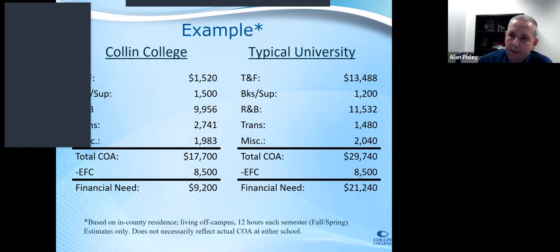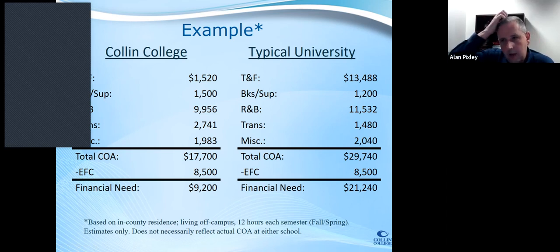Room and board, if they're living off campus, so not living with a parent, might be close to $10,000. That's the R&B, which stands for room and board. Transportation expenses may be $2,741, and then miscellaneous expenses, that kind of Walmart mad money that you need just to live off of, is $1,983, for a total of $17,700. If I had an EFC of $8,500, I subtract that. That tells me that I have financial need of $9,200.